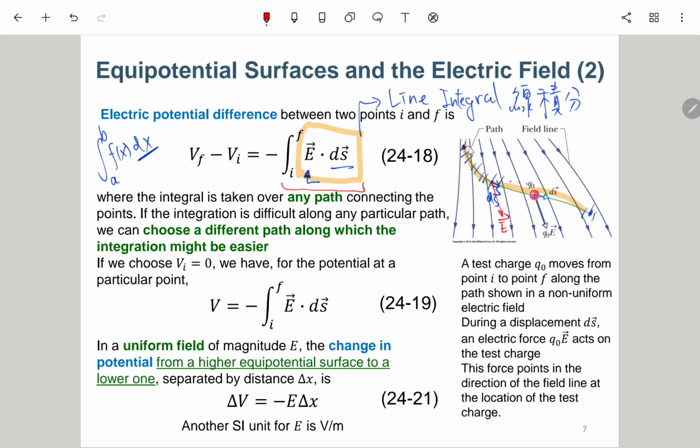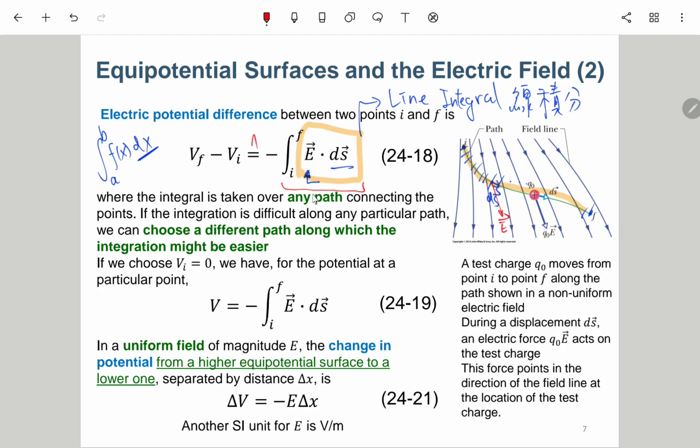We try to separate the path into many small segments, and then we try to do the E dot ds for each part, and then finally add them together. Because E dot ds will become a scalar, so we add all the scalars together to become this line integral, the value of this line integral, and then finally take the minus sign will be the electrical potential difference. Okay, so this is the original definition for the potential difference or electric potential difference.